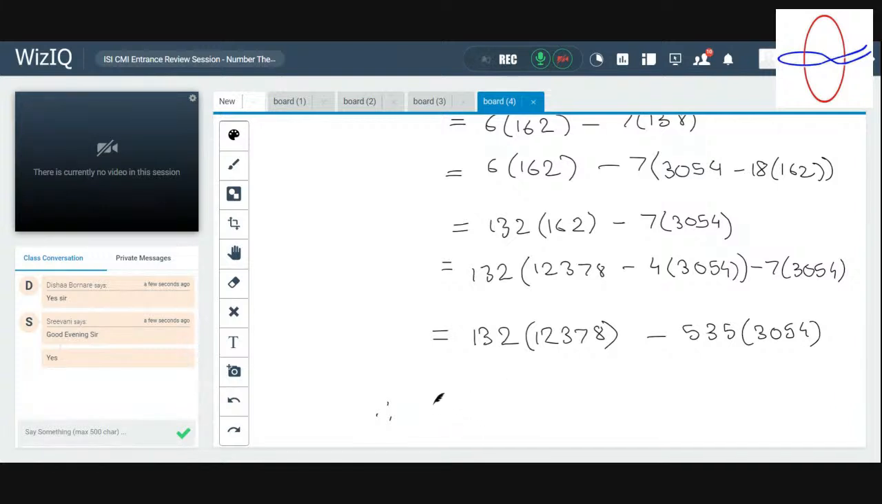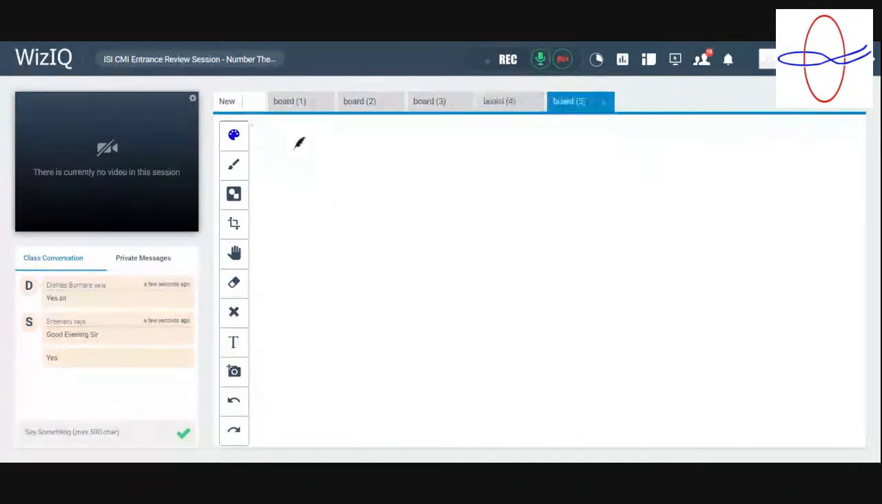Therefore, this works. Therefore, my x is 132 and y is minus 535 is one solution, which is all I cared about. Okay, not spending more time on this.